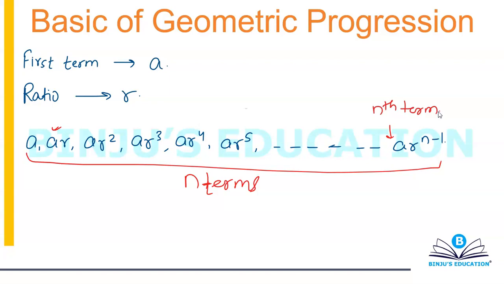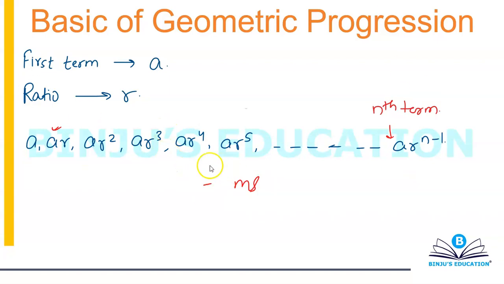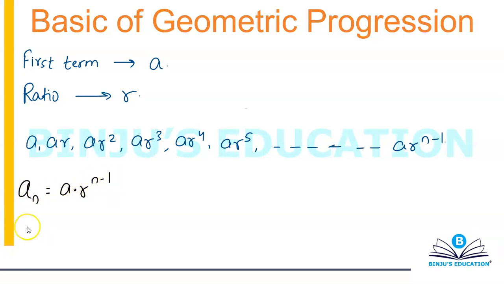Now this last expression is known as the general term of GP, which is also known as the nth term of GP. So A sub n is A into R to the power n minus 1.